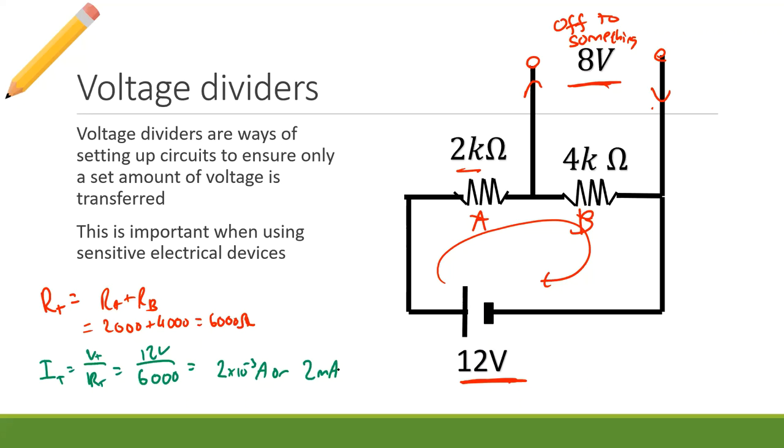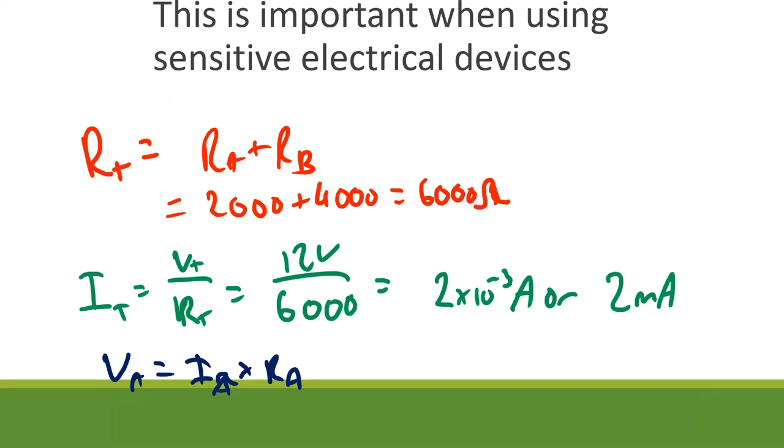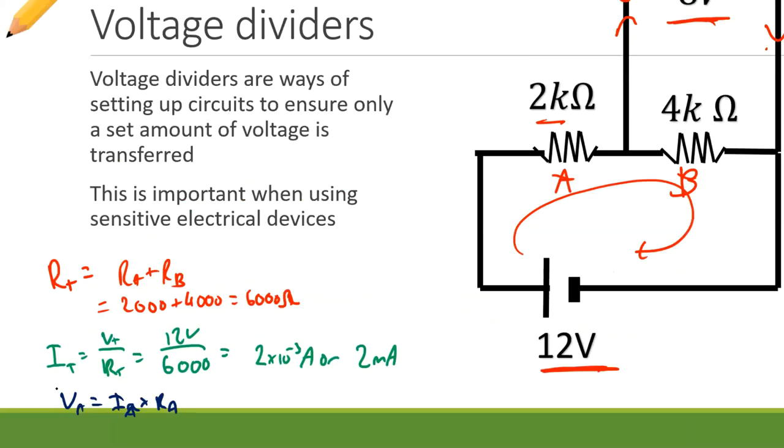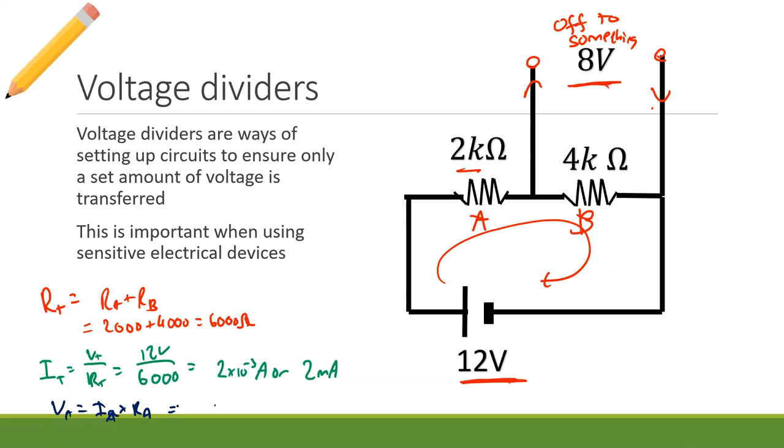Now, why this is useful is I can now take this information and say, well, let's take a look at VA. VA is going to be IA times RA, which is going to be 2 milliamps times RA, which is 2000, so that's going to be 4 volts. So 4 volts gets dropped over here, and 8 volts gets dropped over here.